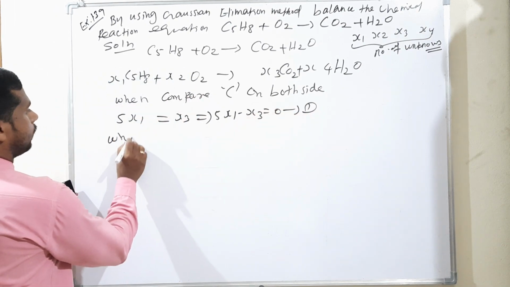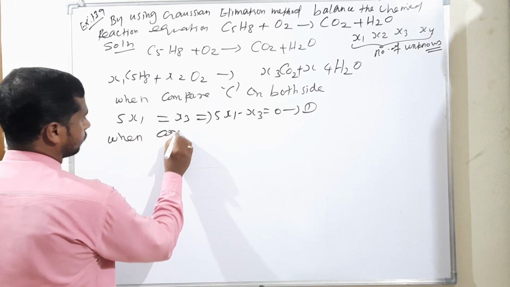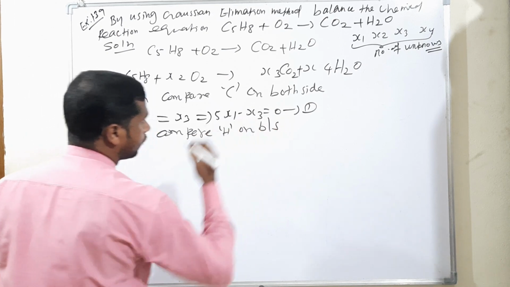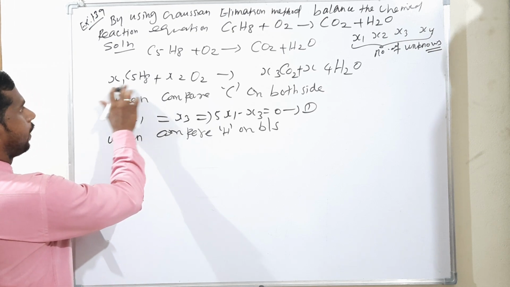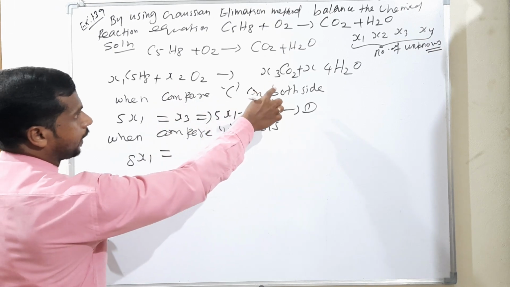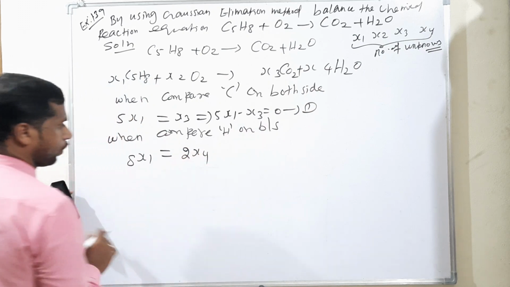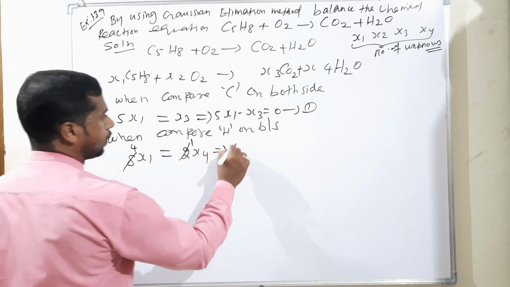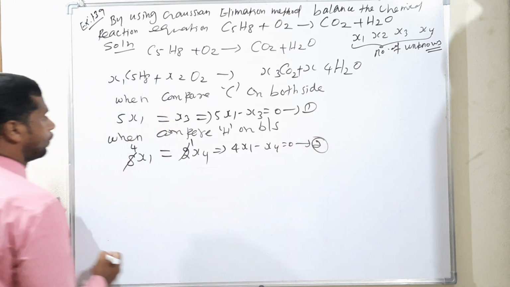Next, when we compare H on both sides, how many times is it there? 8 times. So 8x1 is equal to, on the opposite side, 2 times, that is 2x4. Both sides are even numbers, so cancel to 4 and 1. Rearranging, 4x1 minus x4 is equal to 0, called equation number 2.